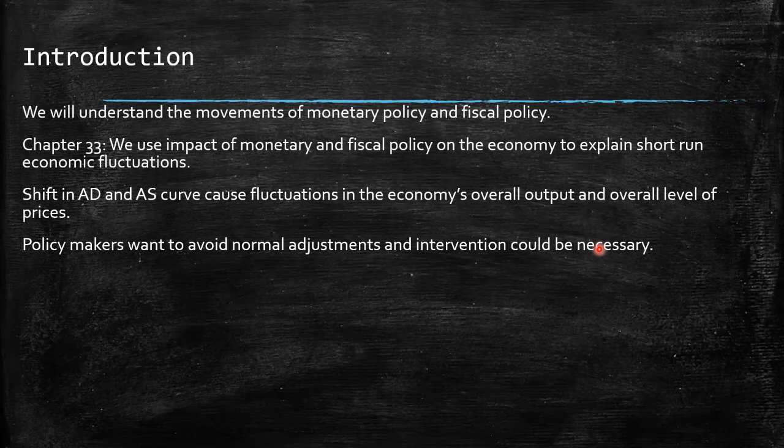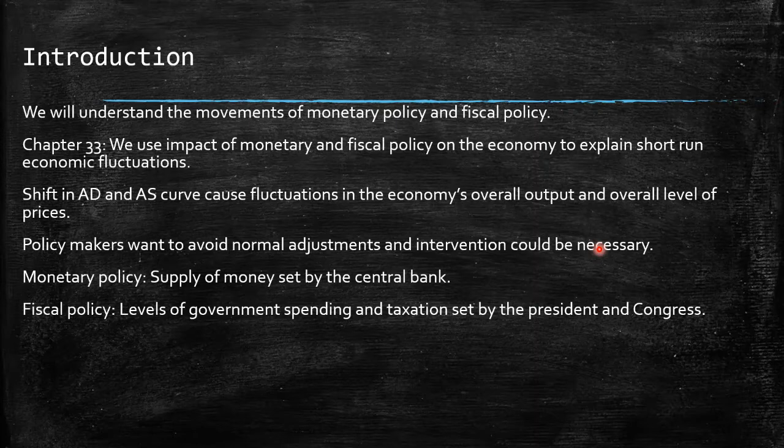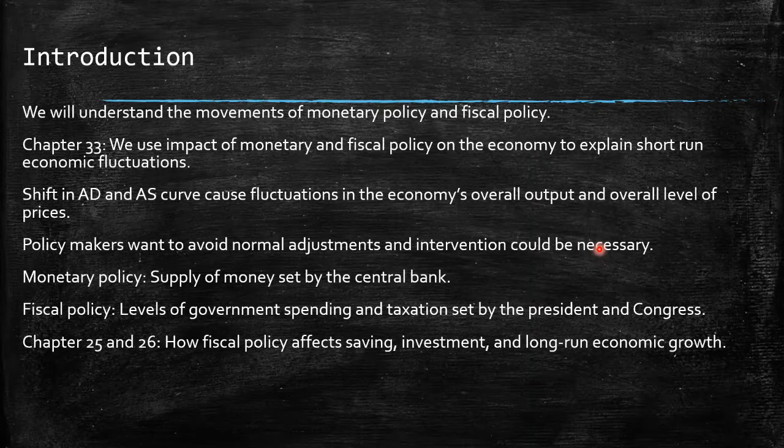Who are the policy makers? People that develop from one side fiscal policy, from the other side the monetary policy. They really want to avoid normal adjustment, and intervention could be necessary in order to avoid any radical movement in these curves. So we have the monetary policy, which is basically managed by the central bank through the supply of money. And on the other side, we have the fiscal policy, which is the levels of government spending and taxation set by the president and Congress.